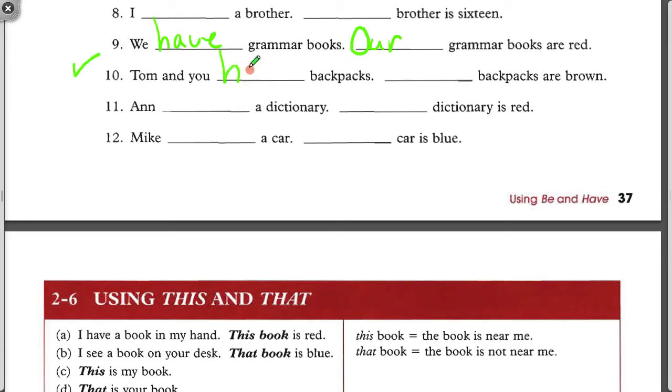Tom and you have backpacks. Because you, your backpacks are brown. Anne has a dictionary. Her dictionary is red. Mike has a car. Oops. Capital H. His car is blue.